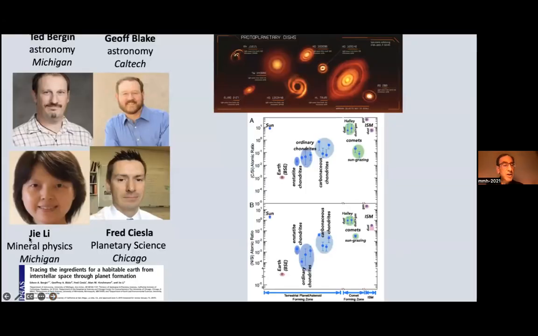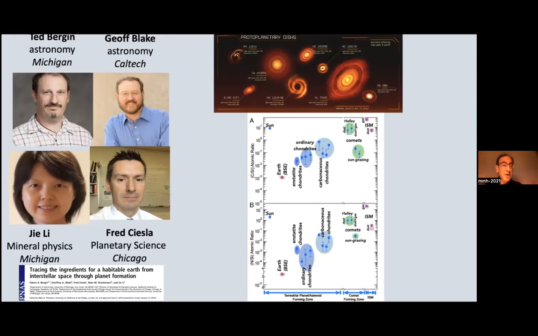So this is work that I've done in collaboration with these characters over here. It's been a really wonderful adventure from my point of view. Some of you may know Jackie Lee. She's a mineral physicist, but the others are not really from the field of earth sciences. Fred Ciesla is a planetary scientist. Ted Bergin and Geoff Blake are actually astronomers. And they have opened up my perspective on thinking about these processes, such that the diagrams that I've shown you before, where I'm saying the building blocks are chondrites, they kind of laugh at that and say that I'm starting midway through the story and that we need to go further back.